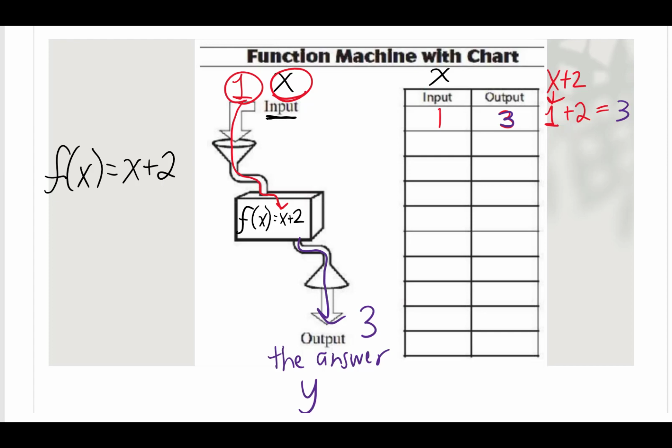So, right, if we're using the number 1 and we put it in the machine, the answer that comes out is 3. And depending on what number you use, your answer could be different. So let's try another number.